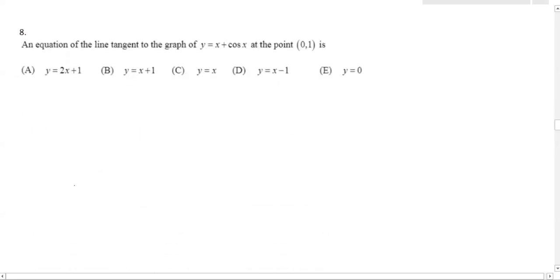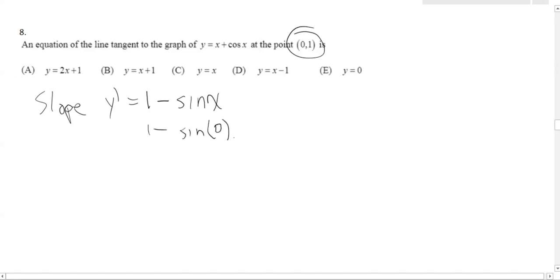Number 8, an equation of the line tangent to the graph of y equals x cosine x at the point 0, 1 is, so for equation of a tangent line, we need a point, which they gave us, and we need the slope, which is equivalent to taking the derivative and evaluating it at the x value. So the derivative of x is 1, cosine's derivative is negative sine x. So if I plug in 1, or excuse me, 0. Sine of 0 is 0. So this is the slope.